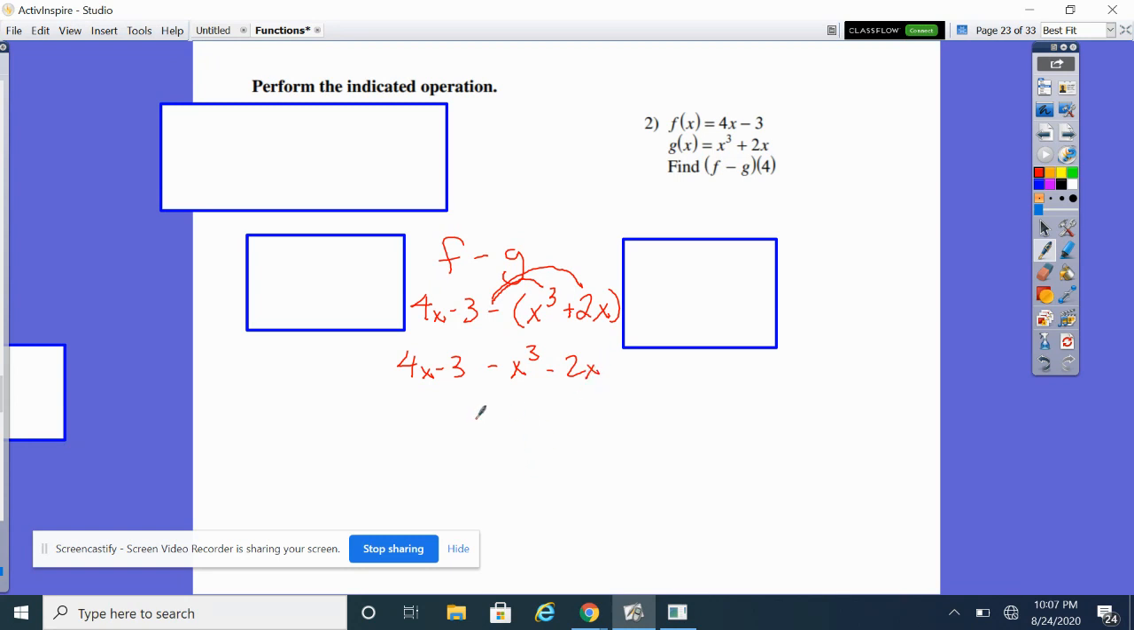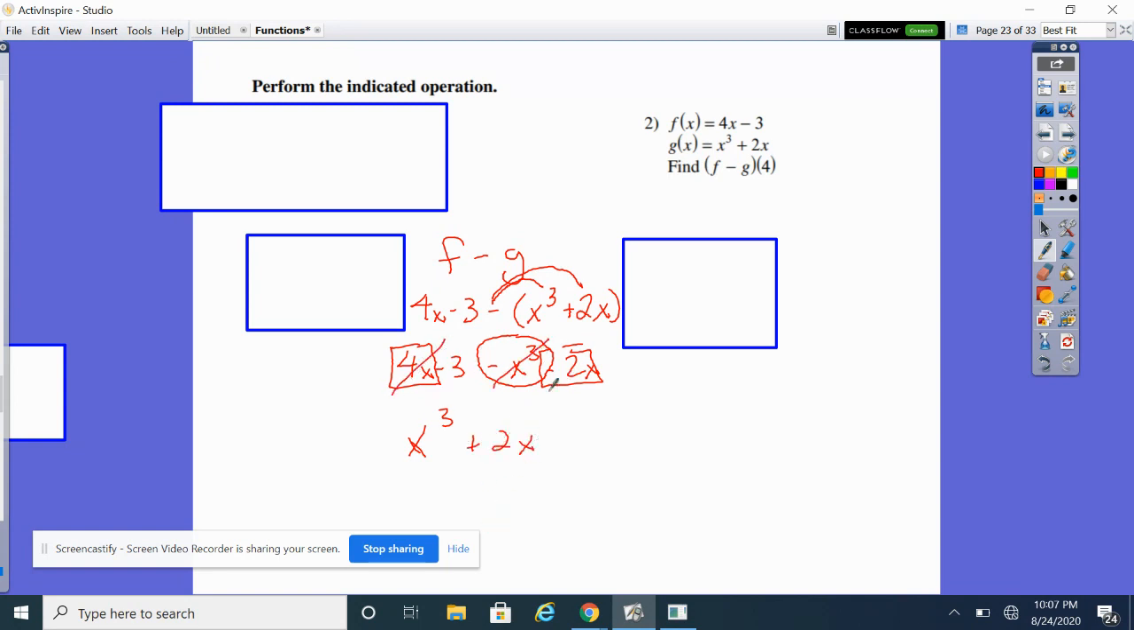All right, so now we're looking for like terms. This has the biggest exponent on it. You always want to put that one first. So x cubed. Do we have an x squared? Do we have an exponent of 2 anywhere? No, I don't see it. So then we go to an exponent of 1. That one has an exponent of 1. That one has an exponent of 1. 4x's minus 2x's. That's going to leave you with 2x's.